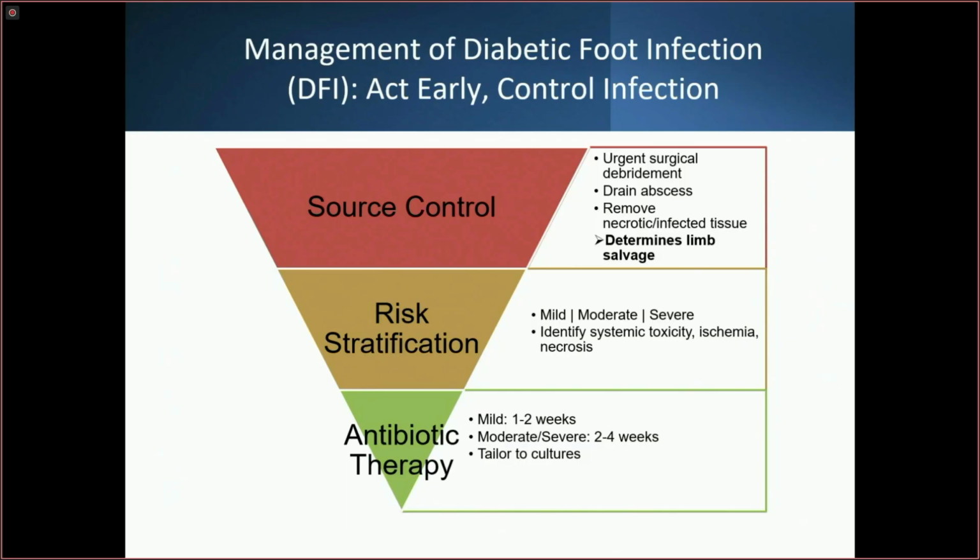For soft tissue infections, yes, antibiotics are important. But antibiotics alone without source control is incomplete therapy. Debridement, the removal of infected and/or necrotic tissue, is vital and essential to control.